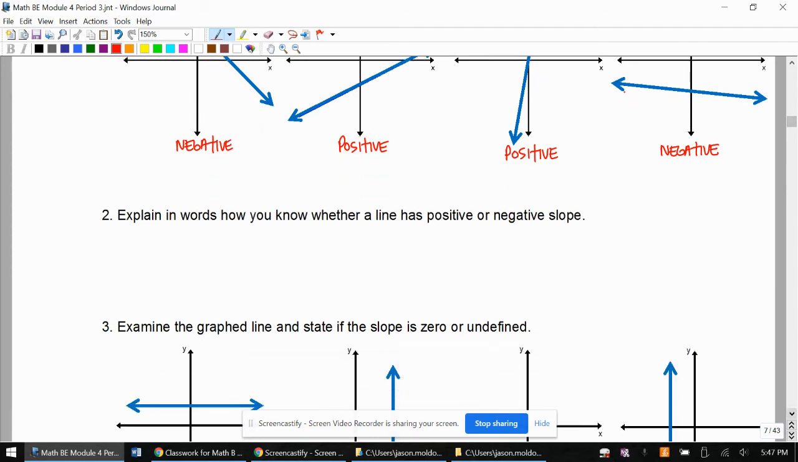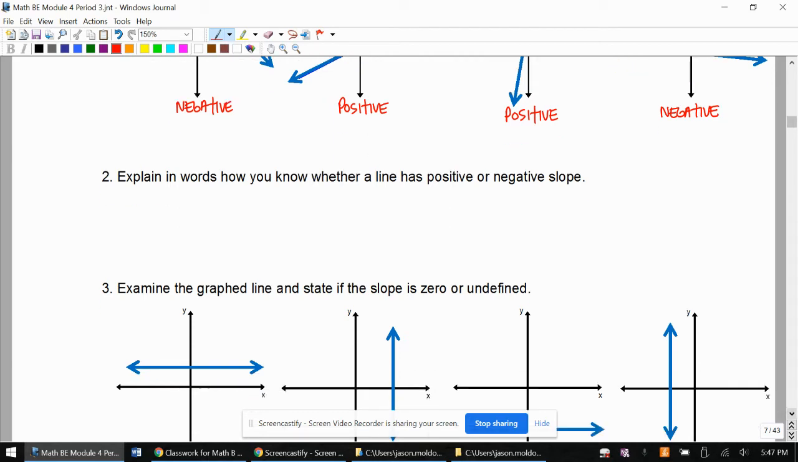All right, next we're going to explain in words how you know whether a line has positive or negative slope. Positive slope rises from left to right. Rises meaning it's going to go up. Positive slope rises from left to right.